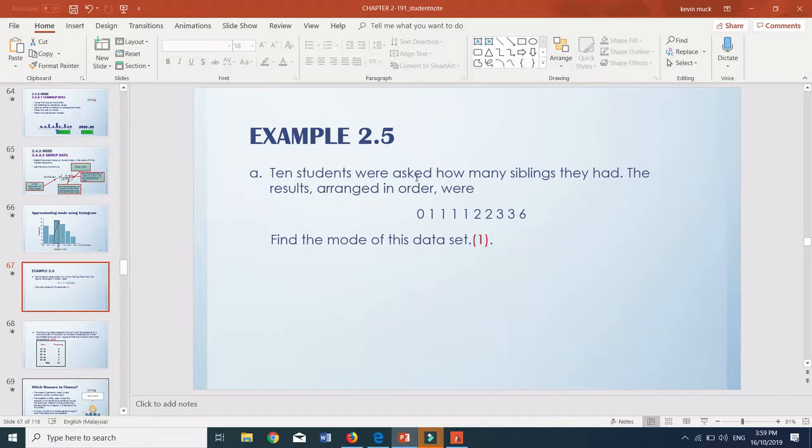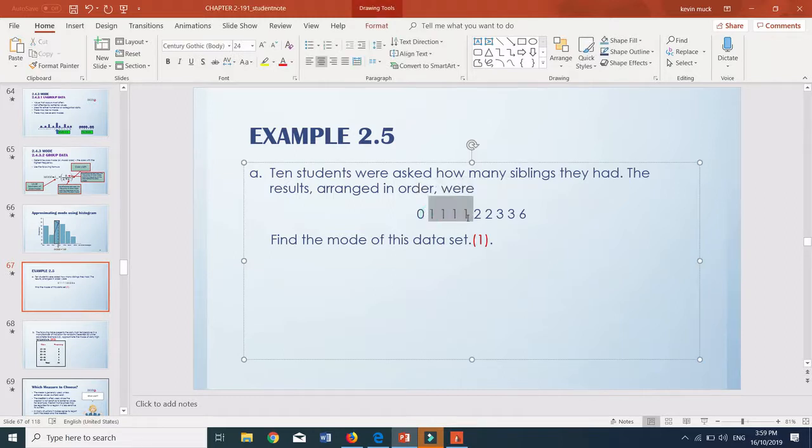So let's move to the examples. We proceed with the ungrouped data. Which is the mode? Remember that the mode is the number that occurs more often. This occurs 1 time, this occurs 4 times, this occurs 2 times, this occurs 2 times, and this occurs 1 time. So the mode is 1 because it occurred 4 times.